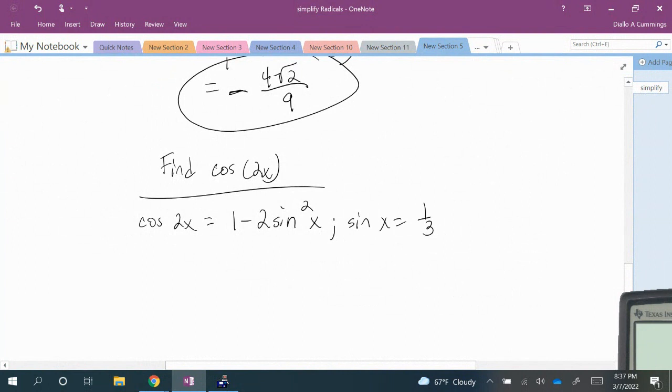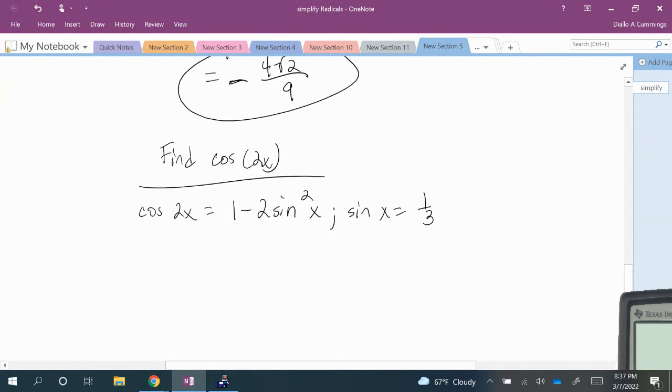Right, so I'm going to substitute the sine of x, which is 1/3, in the formula. So I have 1 minus 2 times sine squared x. This is the way I'm going to write that out. I'm going to take the value for the sine of x, which is 1/3, and then I'm going to square that value.